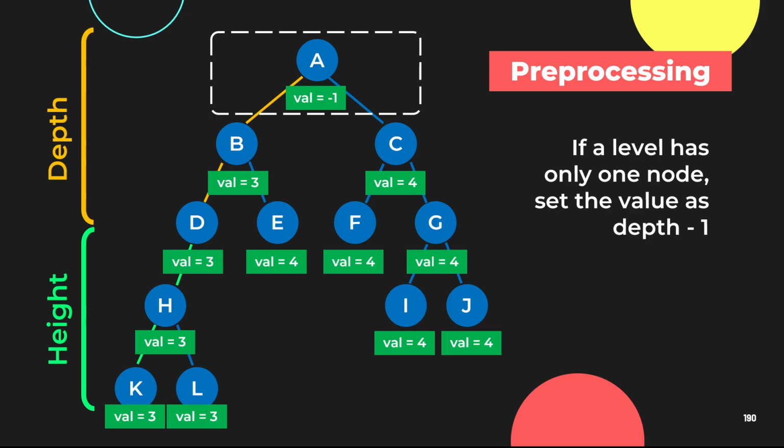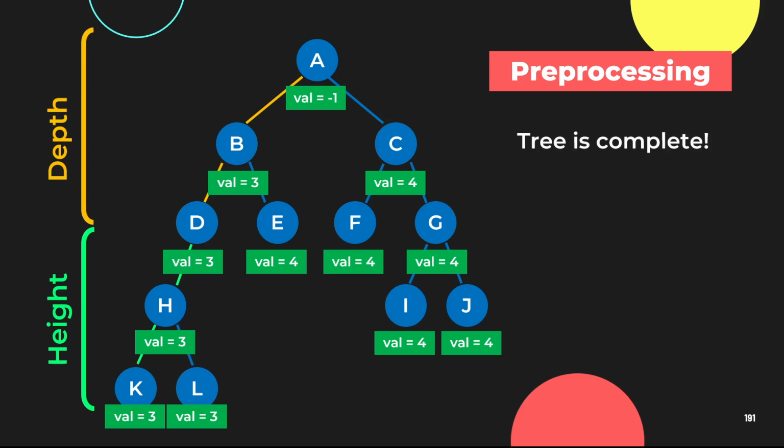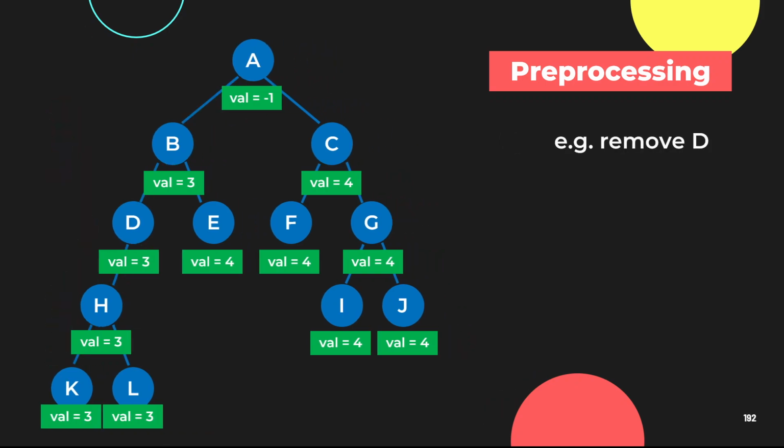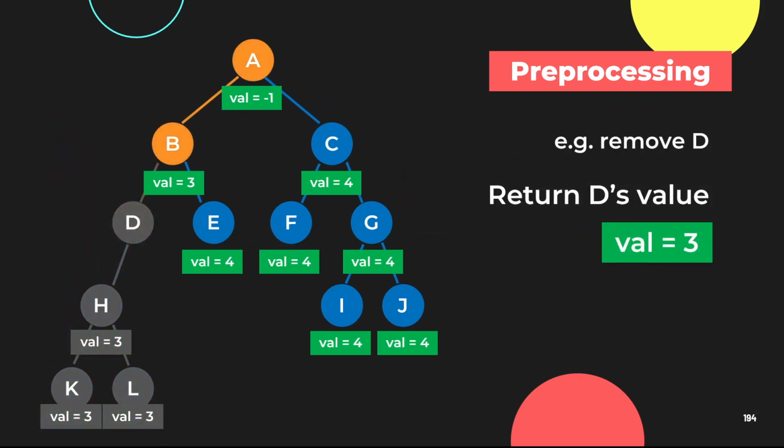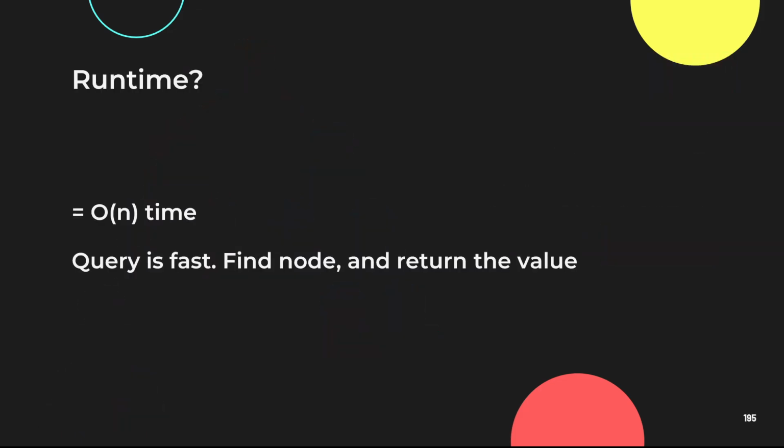What's the runtime for that? Just for the query part? Not O(1)? Not O(1). O(log n), because this is a height balanced tree. So we will take O(log n) time. So now the tree is complete. If I want to remove D, I'll find D, I return the value as 3. That's it. Easy? Easy.